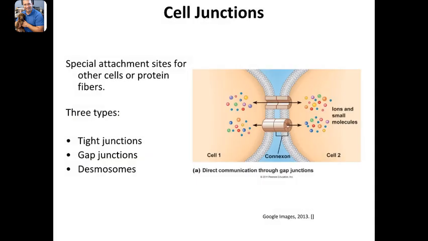There are different types of junctions that are going to not only physically connect cells, but also allow the transmission of stuff between the cells. A good example of that is your cardiac muscle, your heart muscle. They're specialized attachment sites for other cells or proteins. And there's three different types: tight junctions, gap junctions, and desmosomes. Read more about that in your text.